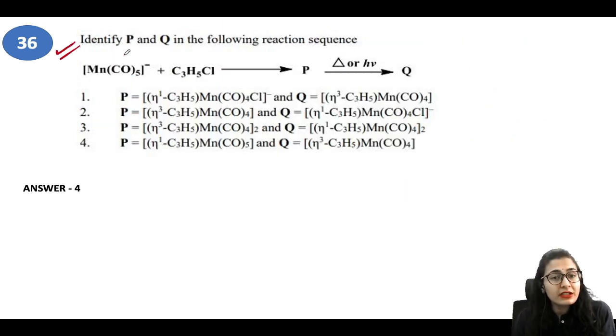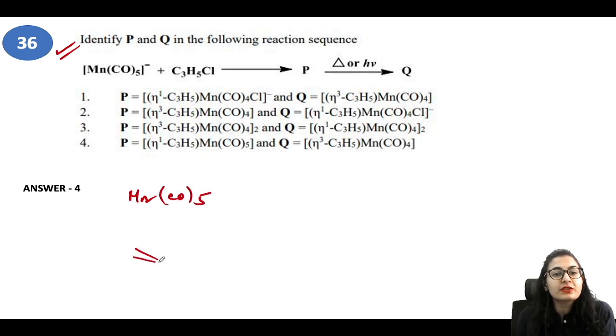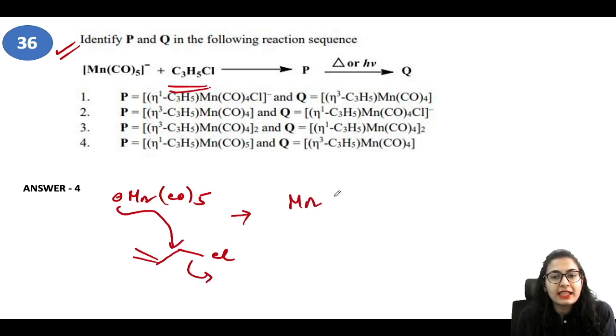Next, another repeated question in your CSIR exam this time. See, this has been asked so many times, that there is an anionic complex of manganese which is going to attack on the allylic chloride. So C3H5Cl is allylic chloride. If it has a negative charge, it's going to attack over here, replace the Cl minus. That gives you an eta 1 complex of this. Why eta 1? Because this is now an 18 electron system.